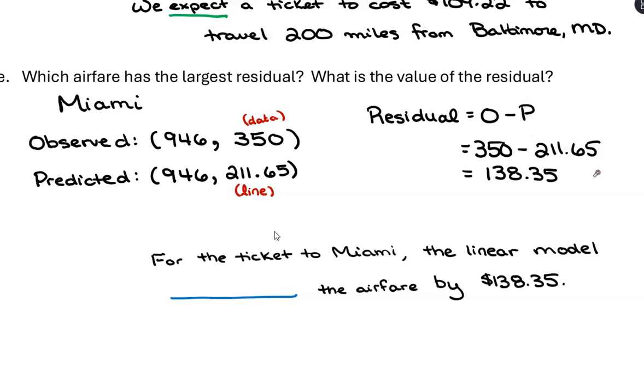our linear model's coming from y-hat, and y-hat was too small. If it was a perfect prediction, we'd be seeing 350 and 350, but here the value coming from our line was smaller than what was observed. So the linear model underestimated the airfare by $138.35. What that does is it also shows us the difference in cost between what we expected and what was actually observed.